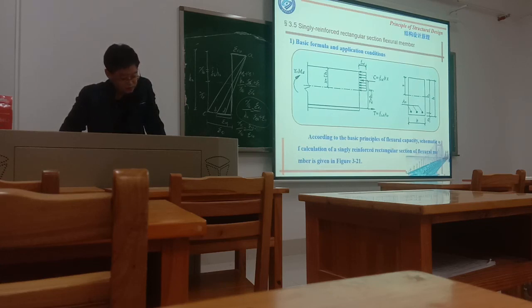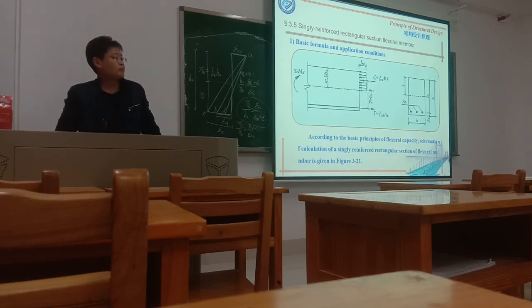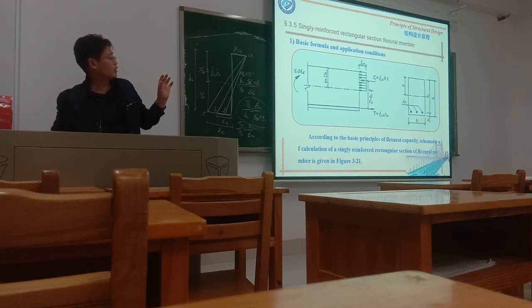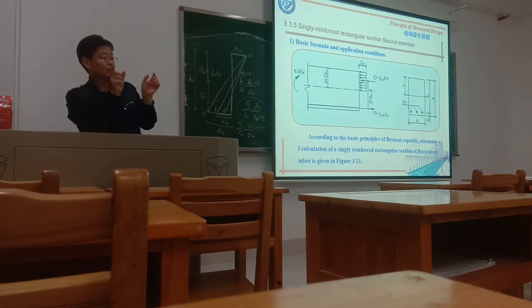According to the basic principle for the flexural capacity, the schematic of the calculation of the singly reinforced rectangular section of the flexural member is this. You see, for this section, when you make the balance of the force, there is the tensile force, the compressive force, and also the moment. If you keep this balanced, the tensile force and the compressive force should be in balance, in opposite directions, and the value should be the same.